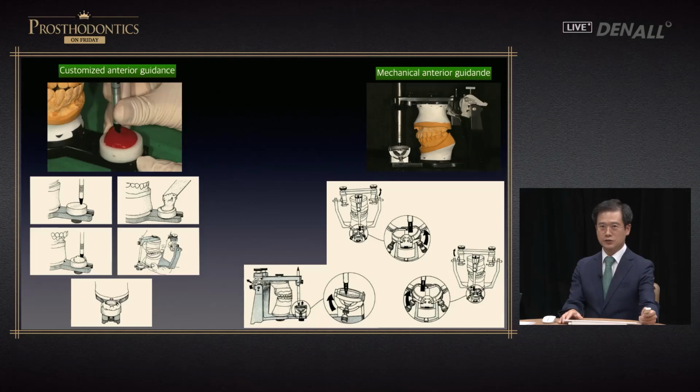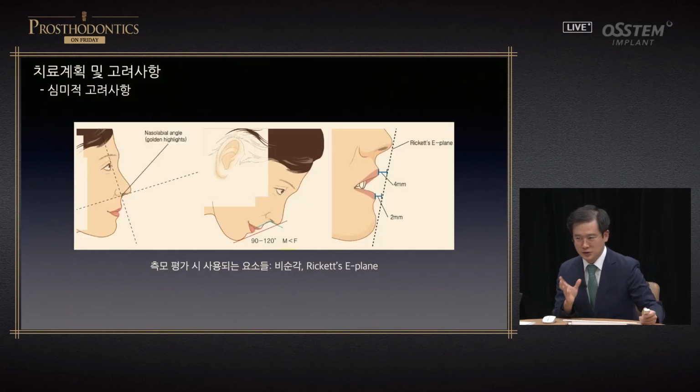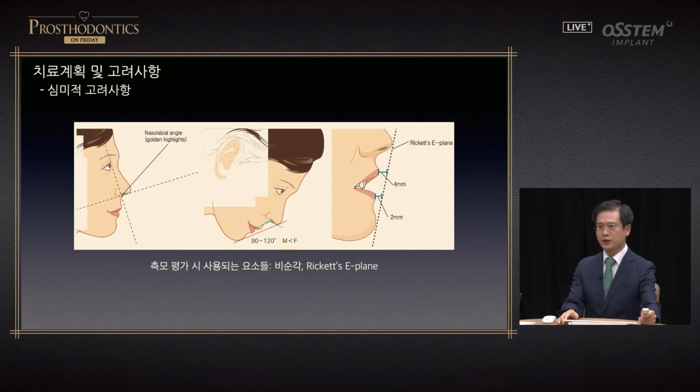On the anterior side, an anterior guidance table is used. The anterior guidance table, which is customized, is used to transfer the anterior guidance. Considering the aesthetic factors, we come up with a blueprint for treatment using digital dentistry with facial scan data. Aesthetic standards can be found.